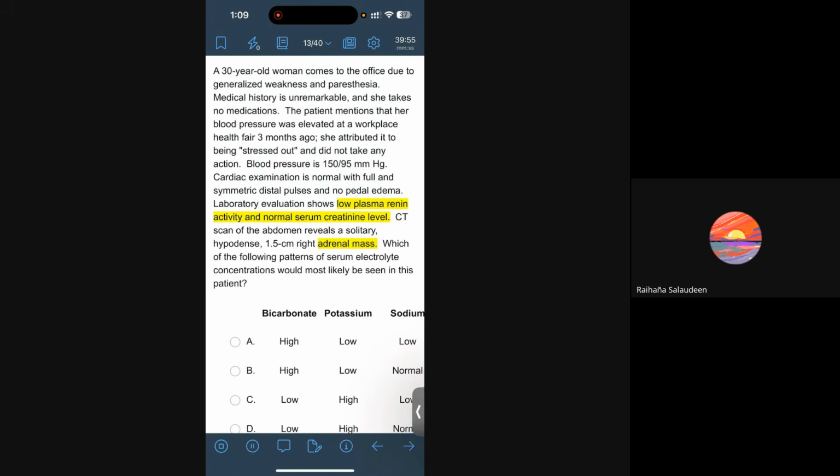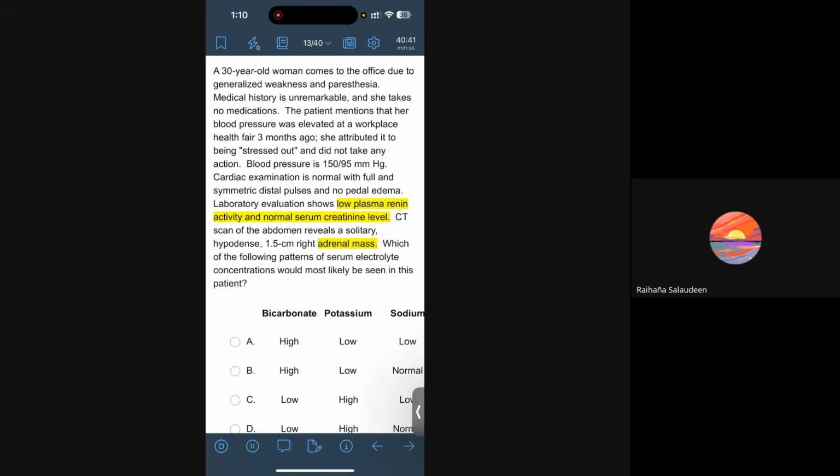Which of the findings will most likely be seen in this patient? Okay, the renin is low. There is generalized weakness and paresthesias. The blood pressure was elevated at the workplace. No pedal edema, distal pulses symmetric, low plasma renin, and there is a 1.5 centimeter right adrenal mass. So the main pathological site is adrenal.